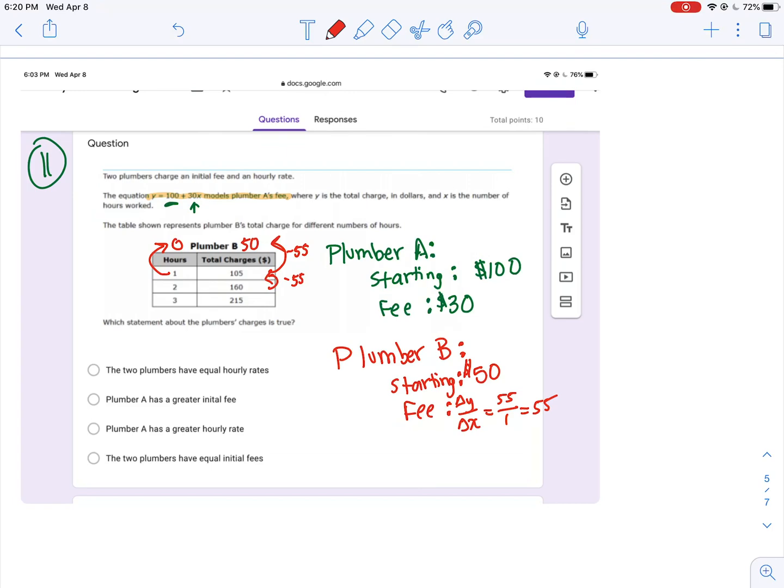So let's go ahead and take a look at our answers. Which statement is true? The 2 plumbers have equal hourly rates. Well, they do not have equal hourly rates. One's 30, one's 55. Plumber A has a greater initial fee. Is plumber A's initial fee greater than plumber B's initial fee? Yep, that's exactly true. And then the third option, plumber A has a greater hourly rate. That's not true. Plumber A's hourly rate is $30. And that last option, the 2 plumbers have equal initial fees, that's not true either.